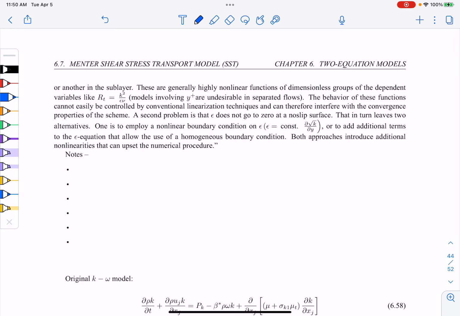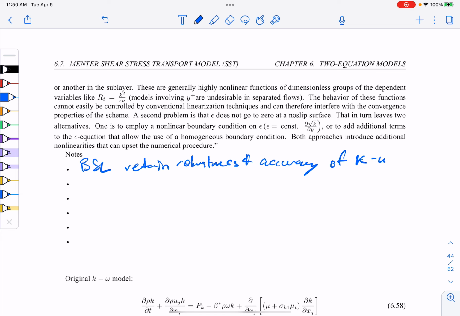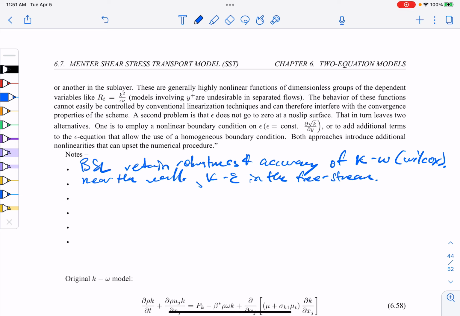One is the major model idea, and it's called the baseline model, BSL, of Menter. Baseline, BSL, is to retain the robustness and accuracy of the K omega model, which they use the Wilcox formulation near the wall, and the epsilon model in the free stream. And you'll notice these authors have some favoritism, if you will, about their particular models. And so what does that mean?